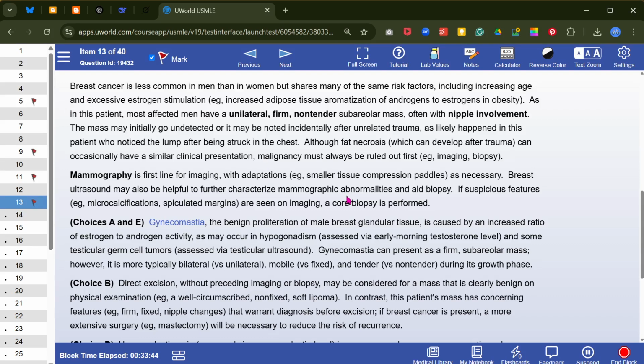Okay, as the mass has abnormal features like firm, fixed, nipple changes, that's why we confirm first, then we do the excision, or if mastectomy is needed, we do the mastectomy. If it is soft, like a lipoma or simple mass, then we can do excision biopsy. Then core biopsy, yes.